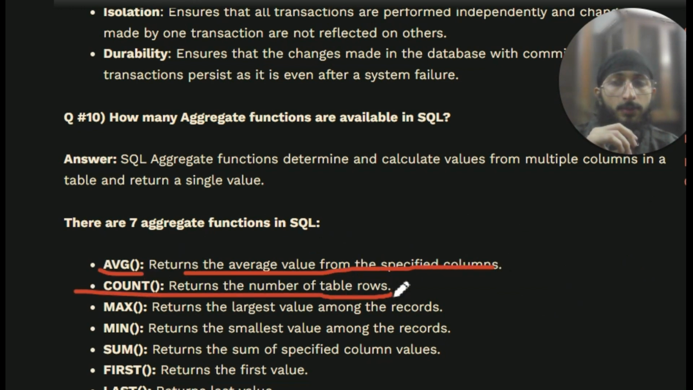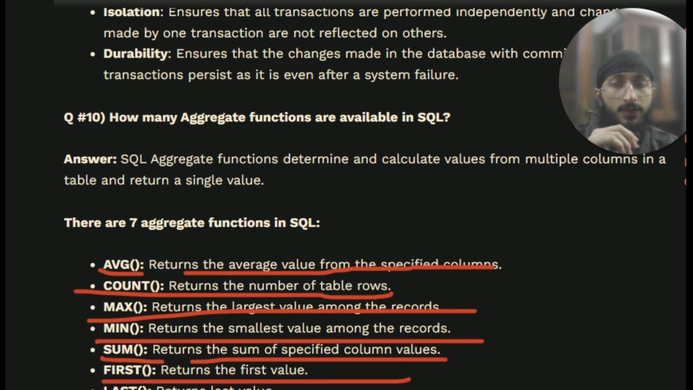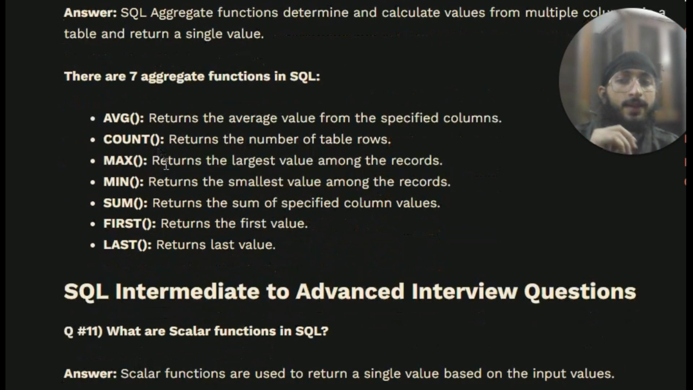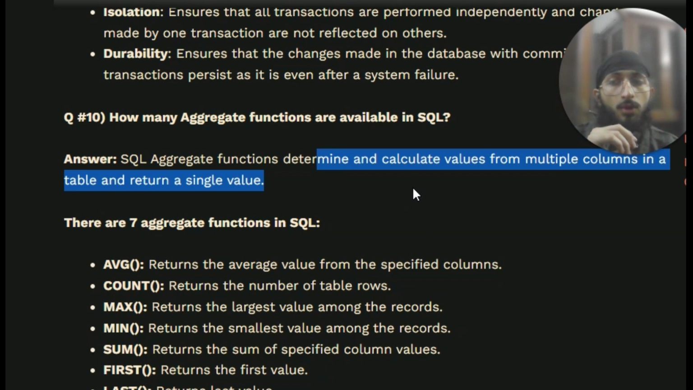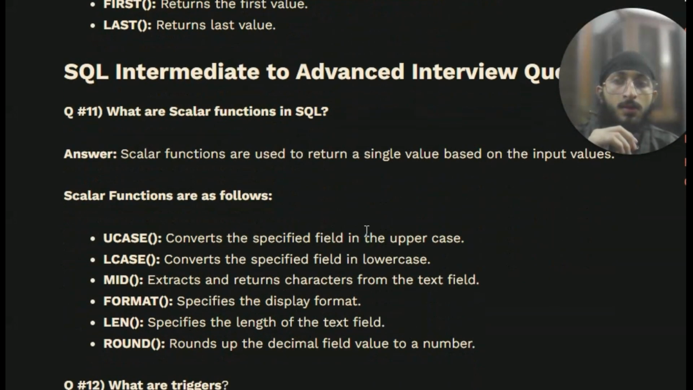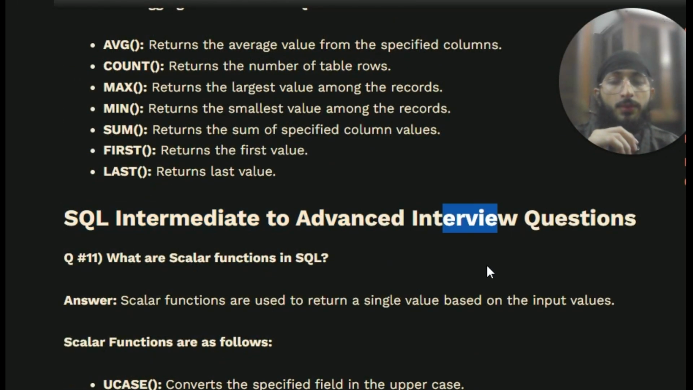Then count returns the number of table rows. Max returns the largest value among records. Min returns the smallest value in the records. Sum returns the sum of specified column values. First returns the first, and last returns the last value. These are the 7 aggregate functions which determine and calculate values from multiple columns in a table and return a single value. Now we'll cover SQL intermediate to advanced interview questions in the next video.